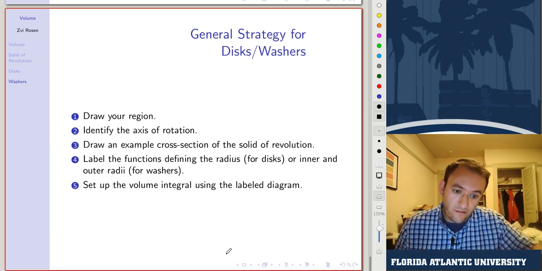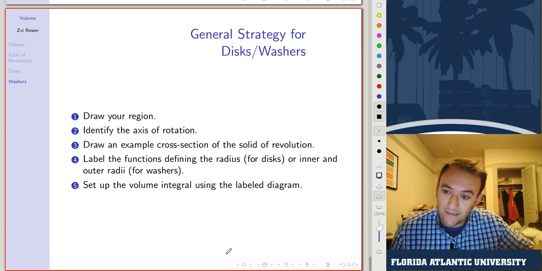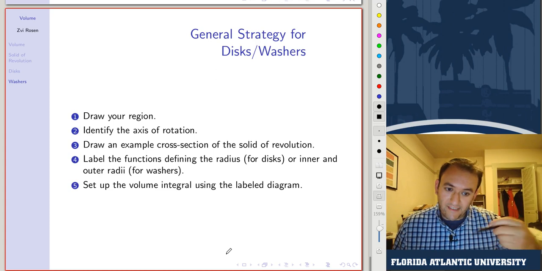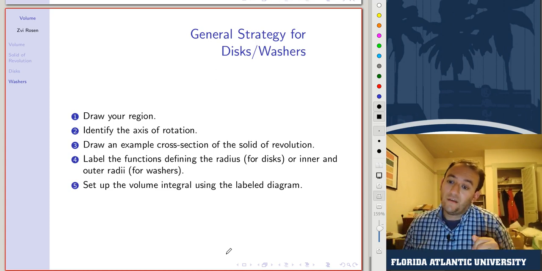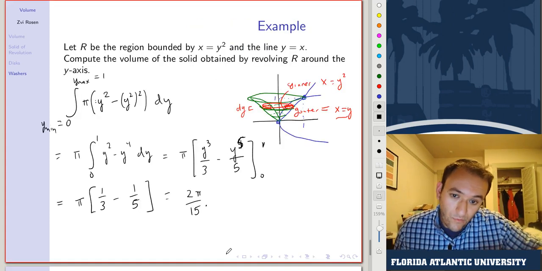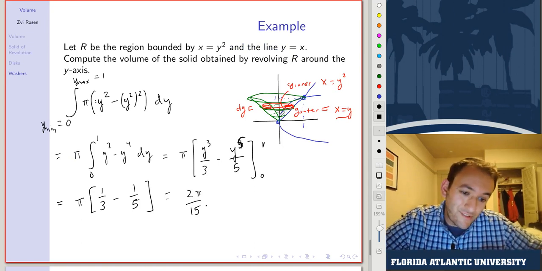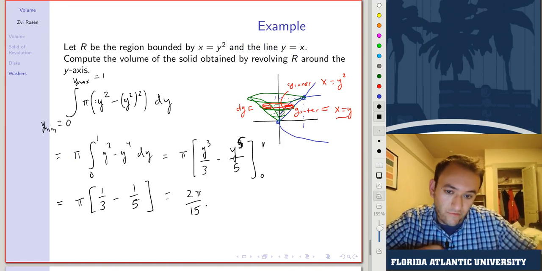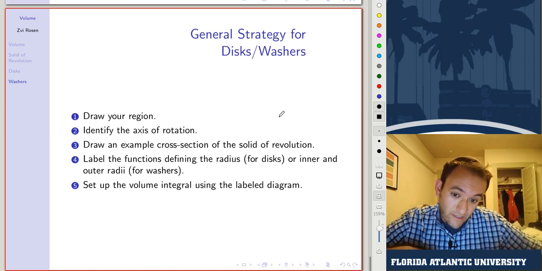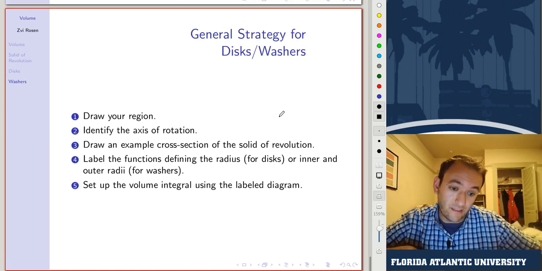Okay, and a general strategy for disks and washers. First, draw your region, understand where your region is relative to the x-axis or y-axis. Then you identify the axis of rotation. Am I going to be rotating around the x-axis, around the y-axis, maybe around another line? Draw an example cross-section of the solid of revolution. So that's what we did here with this red washer that I drew in the middle here, to understand how I can express the infinitesimal volume to take the integral. Label the functions defining the radius for disks or the inner and outer radii for washers, and then set up the volume integral using the labeled diagram.